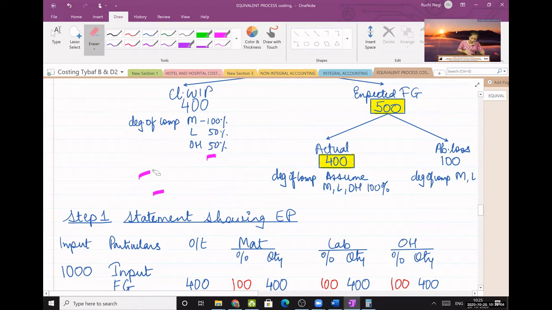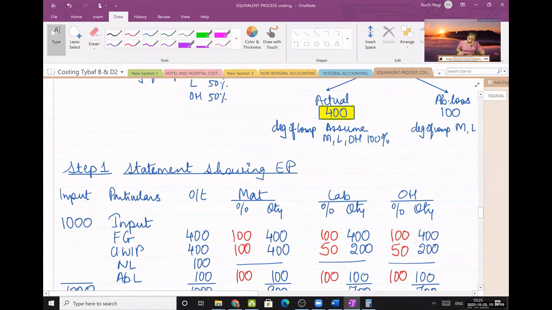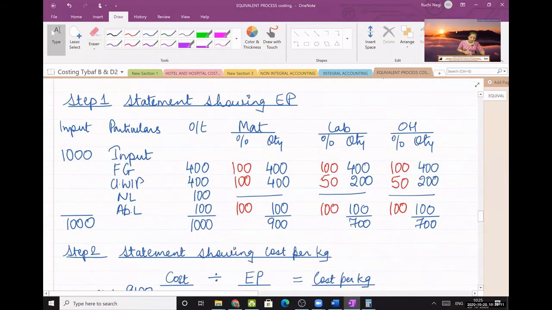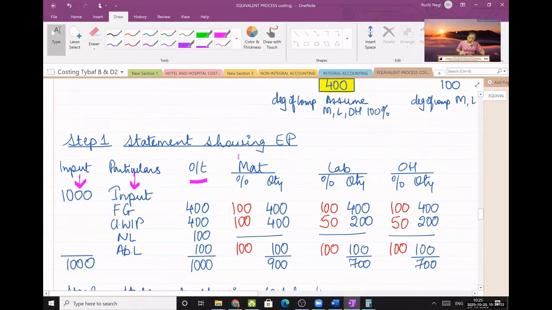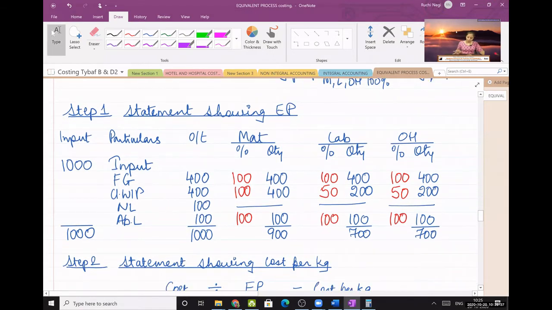So let us first start with step 1, that is calculation of quantity, equivalent production. Make this statement. Input 1000. Particulars, output column, material, labor, and overheads columns with the sub columns. This percentage is nothing but degree of completion. I'm not writing the whole spelling, I am writing percentage. Fine, so my input is how much?